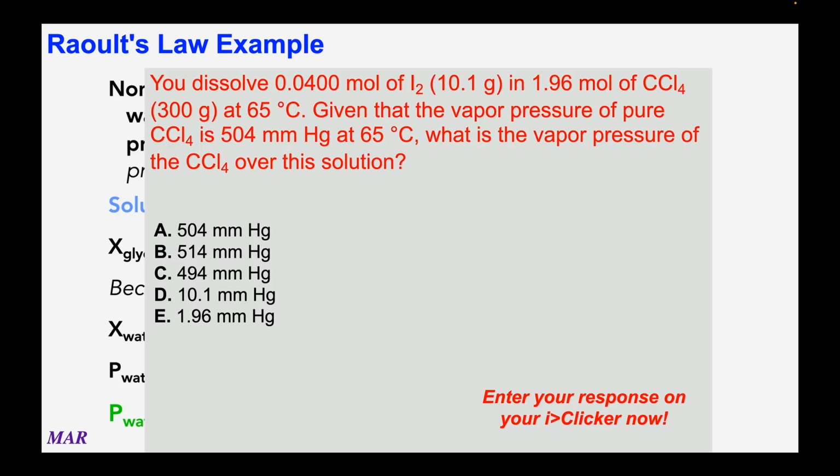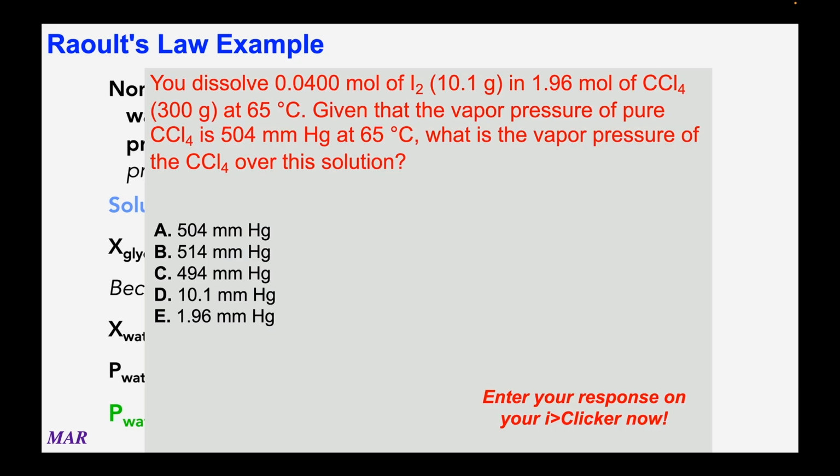Okay, so here's a question. This has iodine, I2, in carbon tetrachloride, CCl4. And it says the vapor pressure of the pure carbon tetrachloride, 504 millimeters of mercury. What's the vapor pressure of the CCl4 over the solution?